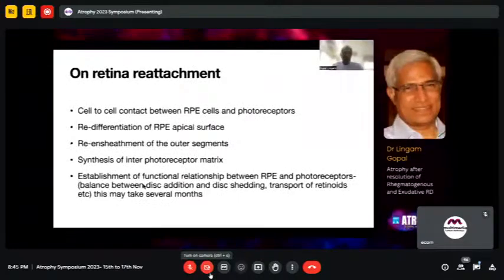On reattachment of retina, cell-to-cell contact between RPE cells and photoreceptors takes place. The apical surface is redifferentiated to produce villi that ensheath the outer segments, and there is synthesis of interphotoreceptor matrix, which is important for the transmission of the biochemical factors across the cells. But the establishment of a good functional relationship between RPE and photoreceptors that leads to a good balance between addition of discs and the disc shedding and removal by the RPE takes several months after reattaching the retina.